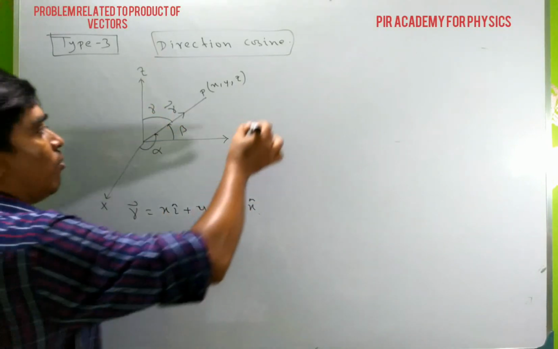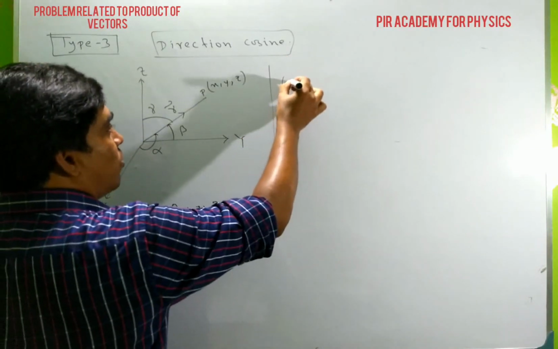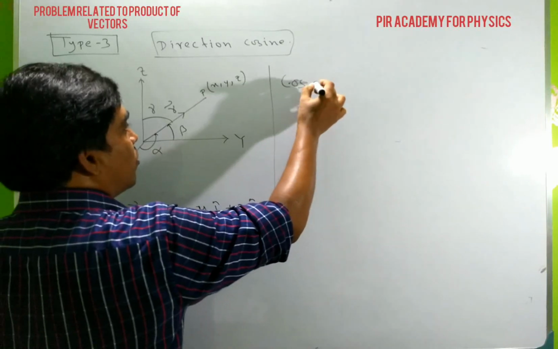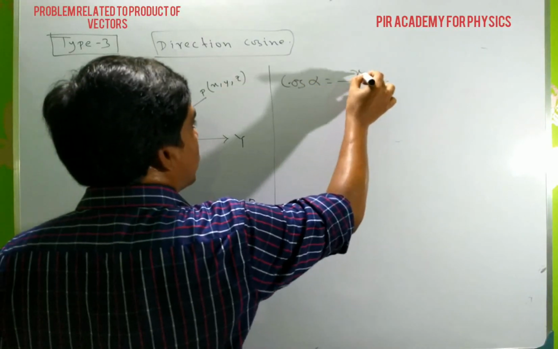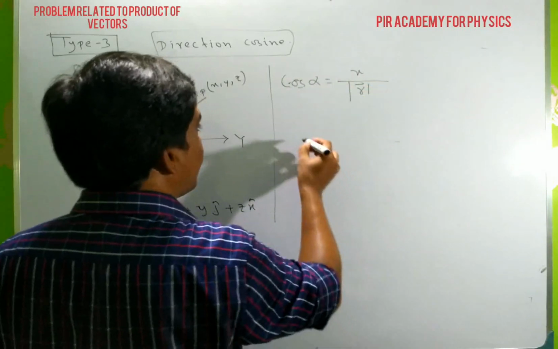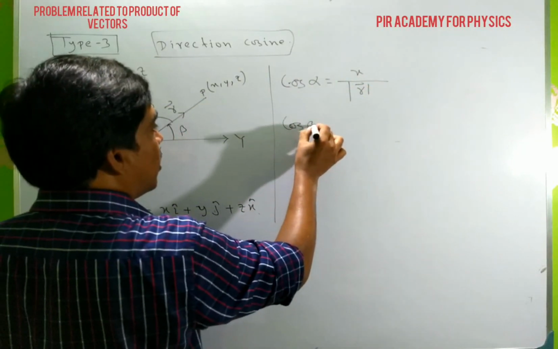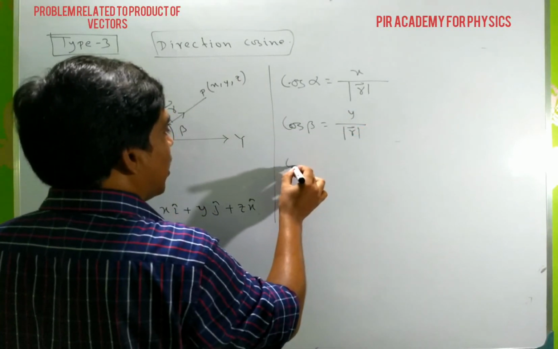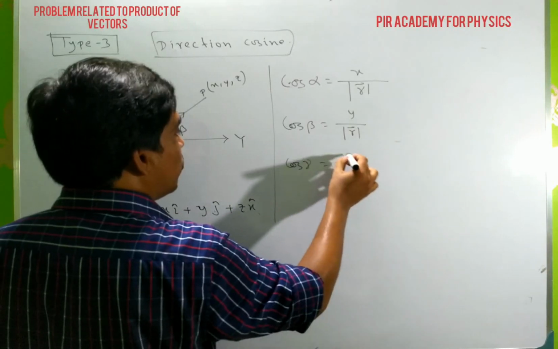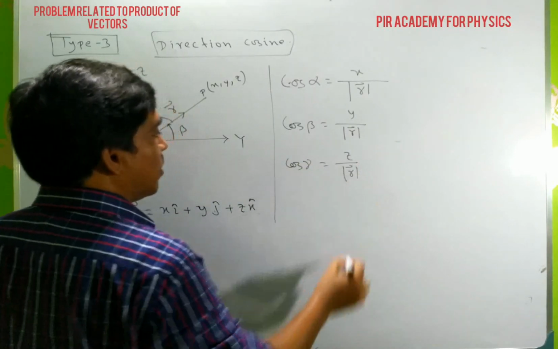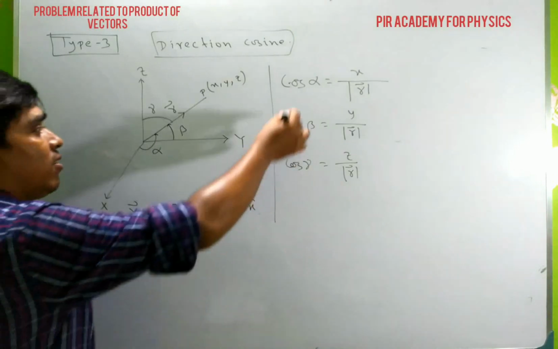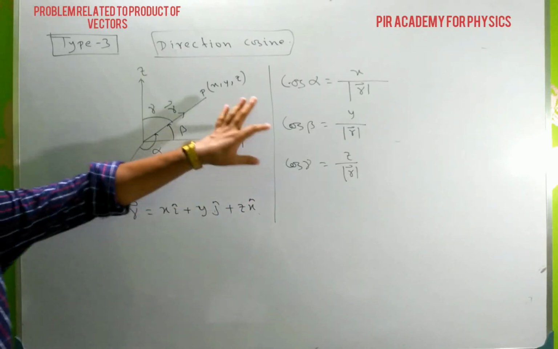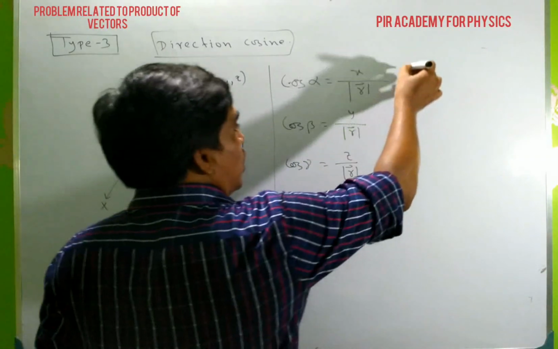You can easily calculate cos alpha equals to x divided by magnitude of r. Cos beta equals to y divided by magnitude of r, and cos gamma equals to z divided by magnitude of r. This is called direction cosine.